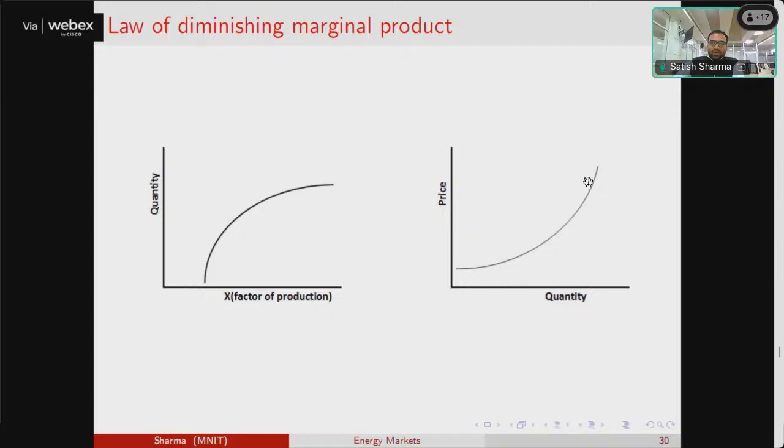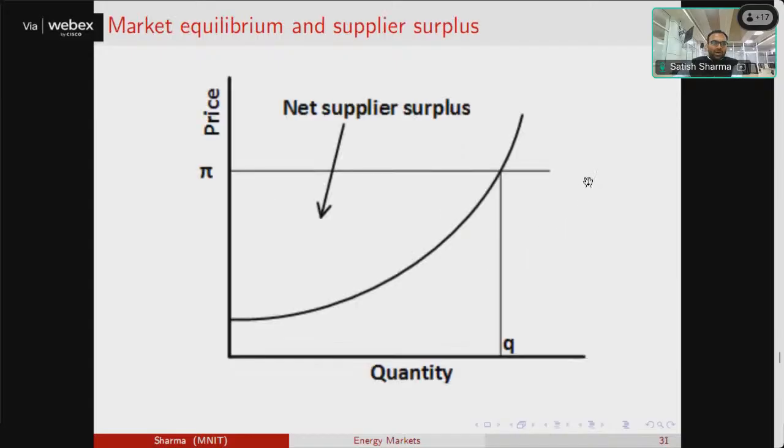So this is the supply curve. And if we talk about the market equilibrium, let's say this is the supply curve, and pi is the market price. So at quantity Q a supplier will produce, and pi will be the price. The area between the price and the supply curve is basically the net supplier surplus.